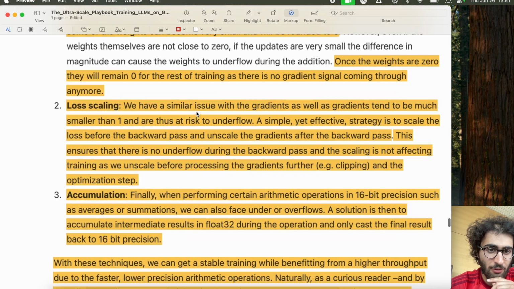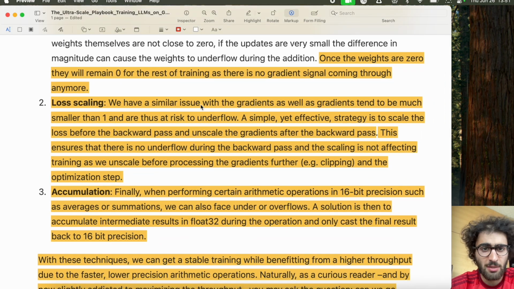And moving on, we have loss scaling, which is a similar issue regarding gradients, as they tend to be much smaller than 1 and then are also at a risk of underflow. But a simple yet effective strategy is to scale the loss before the backward pass and unscale the gradients after the backward pass. This ensures that there is no underflow during the backward pass, and the scaling is not affecting training as we unscale before processing the gradients further, which can be done by clipping and the optimization step. So unscale before processing the gradients, which is to say during the optimization step.